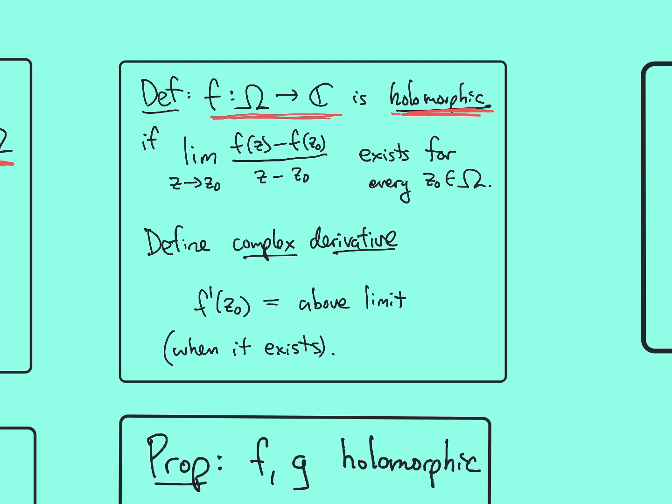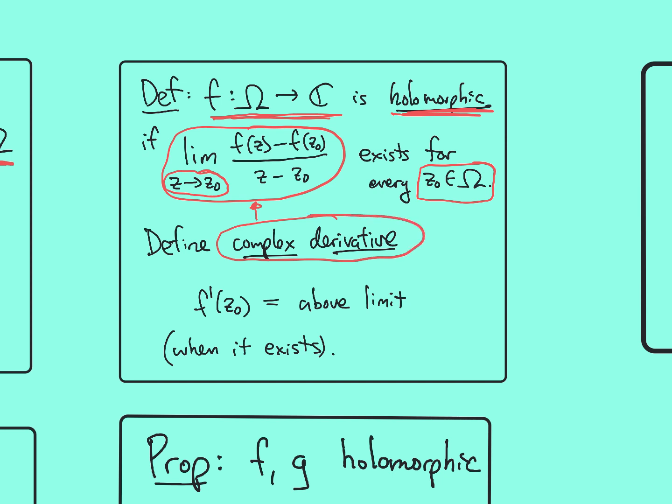We say it's holomorphic if this difference quotient, using complex numbers now, looks like the standard calculus difference quotient, but we're taking a limit in the complex plane as z goes to z naught, and we're asking for this change in outputs over change in inputs to tend to something, and this has to happen for every z naught in the domain. And when this limit above exists, we can call it the complex derivative, and we use this notation f prime of z naught for this.